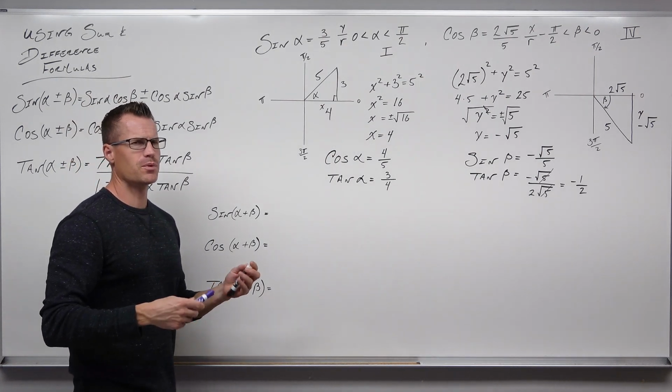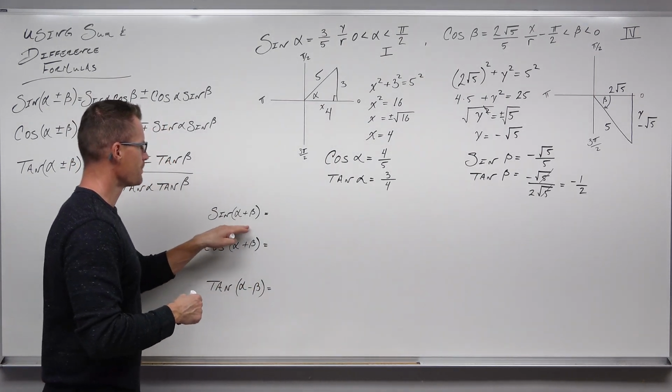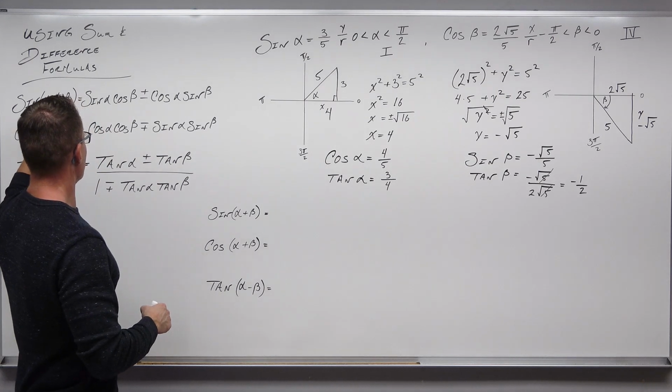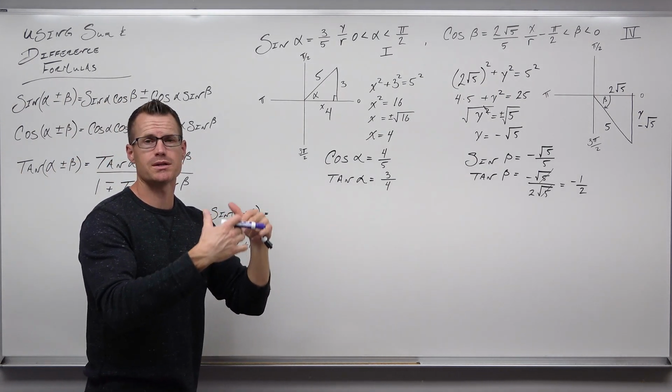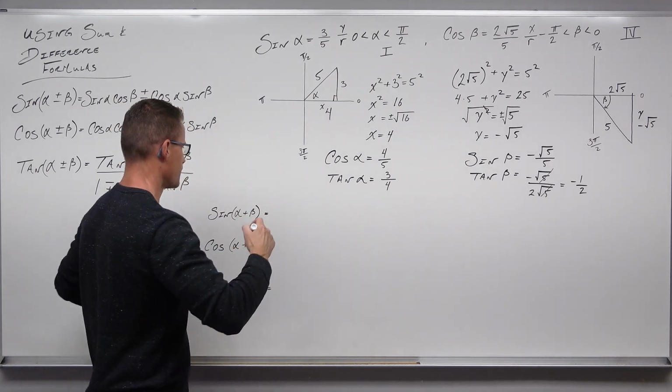So sine of alpha plus beta. If I remember right, I use this formula up here. It says plus plus, I'm going to have sine alpha cosine beta plus cosine alpha sine beta.